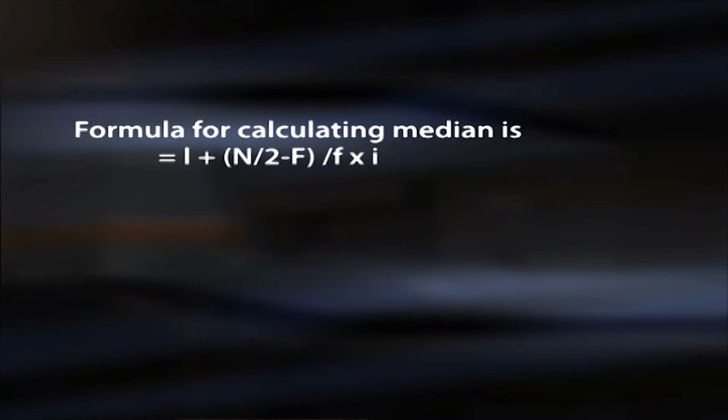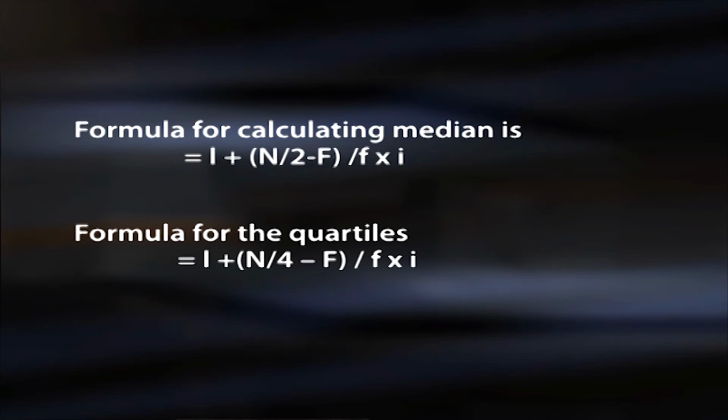You will recall that the formula for calculating median is L plus n by 2 minus capital F divided by small f into I. You also recall the formula for the quartiles, that is L plus n by 4 minus capital F divided by small f into I. You can see that they are almost the same. The formula for calculating the percentiles is the same and it is the adaptation of the same formula. It is used for specific percentile points.